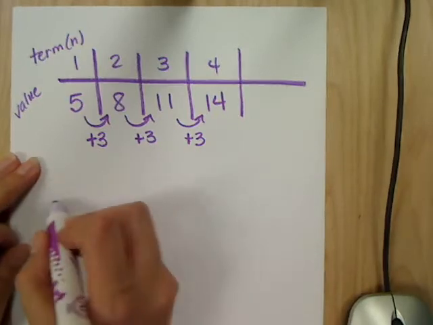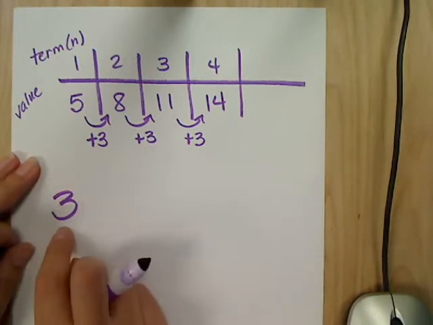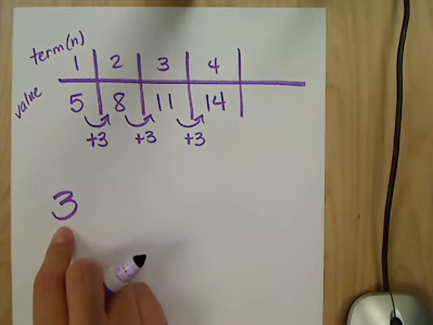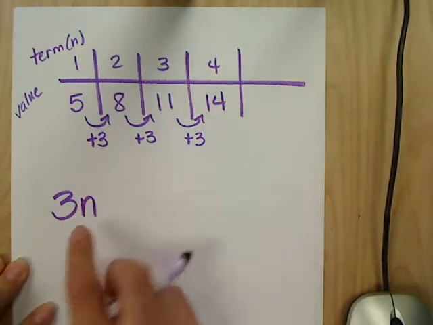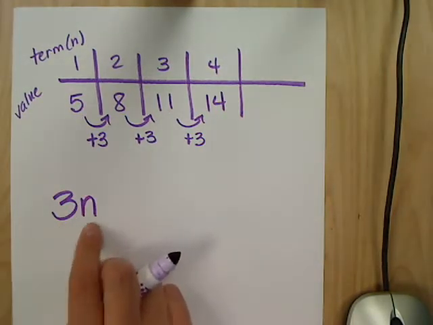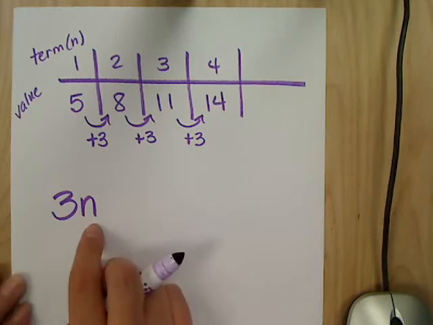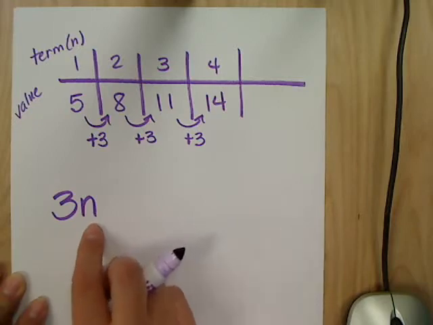So that's the first number I'm going to write for my rule, the common difference. And then look back at your other example and tell me what comes right after my common difference. Yes. N. Always N. Okay? So this is the beginning part of my rule. Then what's next? You have to find the 0 term. Yeah, find my 0 term.